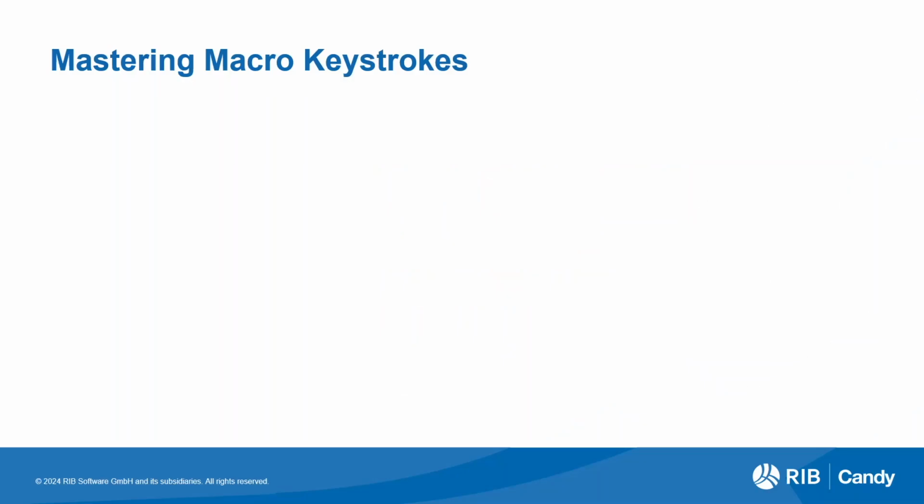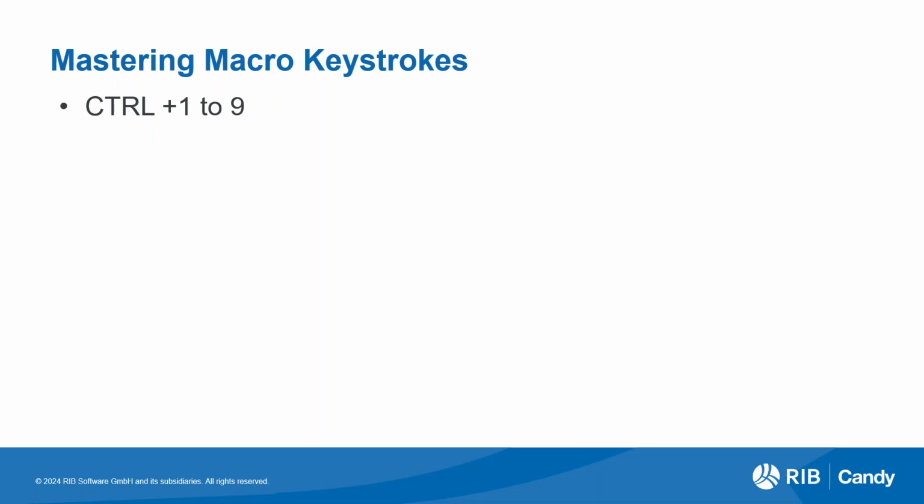Now, what are macro keystrokes? Macro keystrokes is a phrase that you might use quite often within Candy that you would like to store so that you can easily reuse it. Now you have 9 macro keystrokes available and they work together with your keyboard number keys 1 to 9. So to use this function, you will press Control and 1 up to 9.